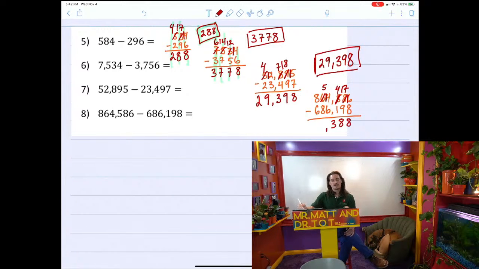When we try to subtract 8 from 5, we're not going to be able to do that, so once again we have to regroup. So the 8 in the 100,000s place will turn into a 7. This 5 that was regrouped in the 10,000s place will now turn into a 15. 15 minus 8 is 7. And finally, 7 minus 6 is 1.